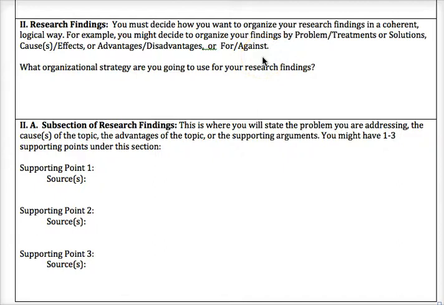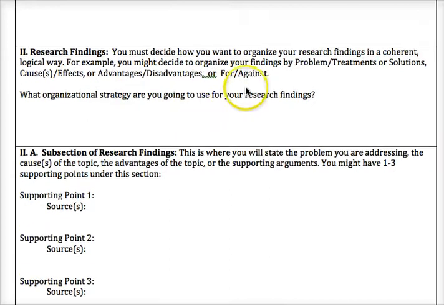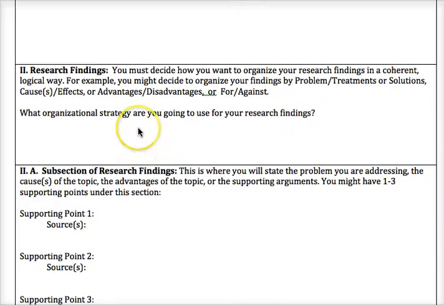So decide what structure you want to organize your findings in, and then you can pick one of these larger structures in order to organize the rest of your paper. So I want you to identify which organizational strategy you are going to use, one of these ones that I listed above, in order to organize your research findings section.